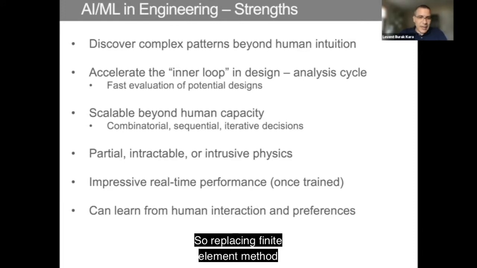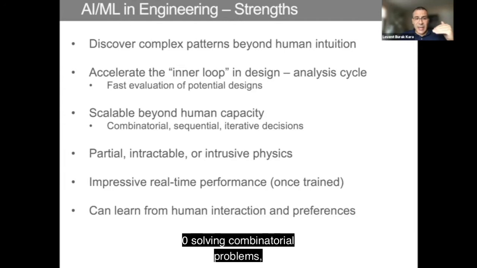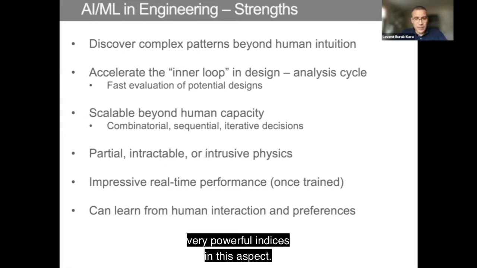So replacing the finite element method with very fast analysis methods, even though it may not be 100% accurate, the fidelity that we can now achieve with these ML-based systems makes them very, very attractive for the outer loop, which is the design cycle. Also, AI and ML is scalable. So solving combinatorial problems, sequential problems, iterative decision-making problems, which is very difficult for humans to do in a scaled-up fashion, computers and machine learning are proving to be very powerful in this aspect.